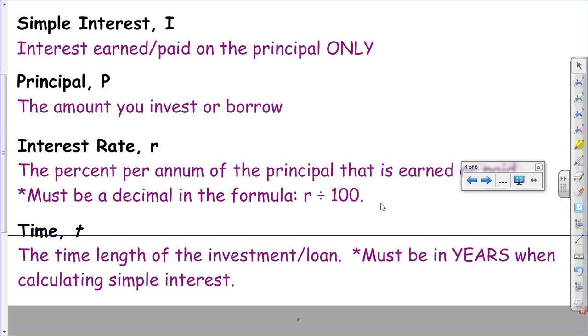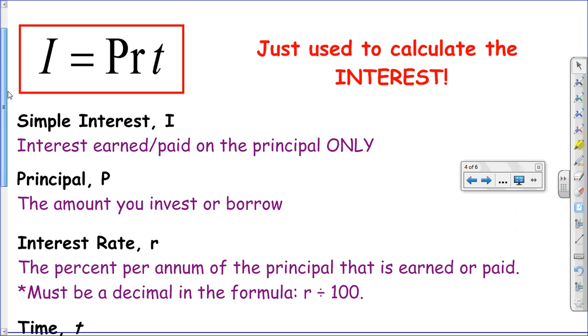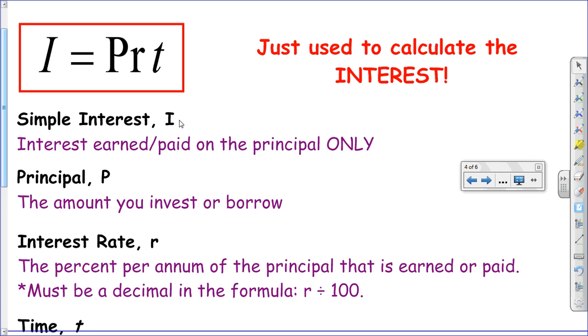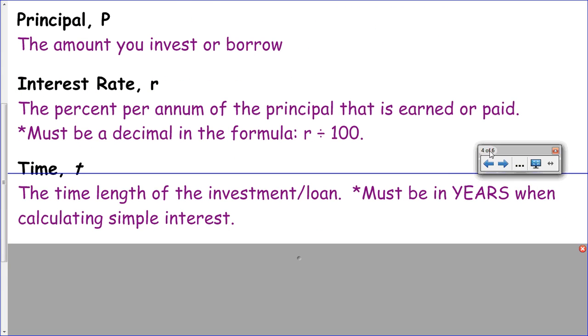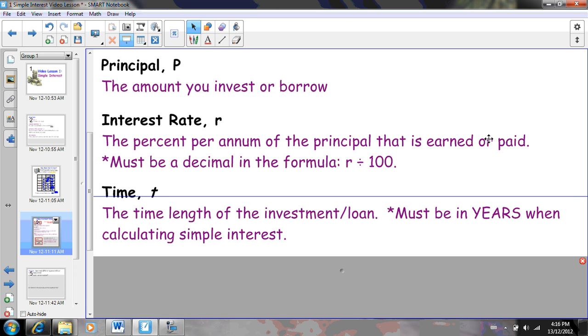All right, so we had I equals PRT. I was our interest, P was our principal, R was the rate as a decimal, and then T, and this is very important for time, time must be in years.